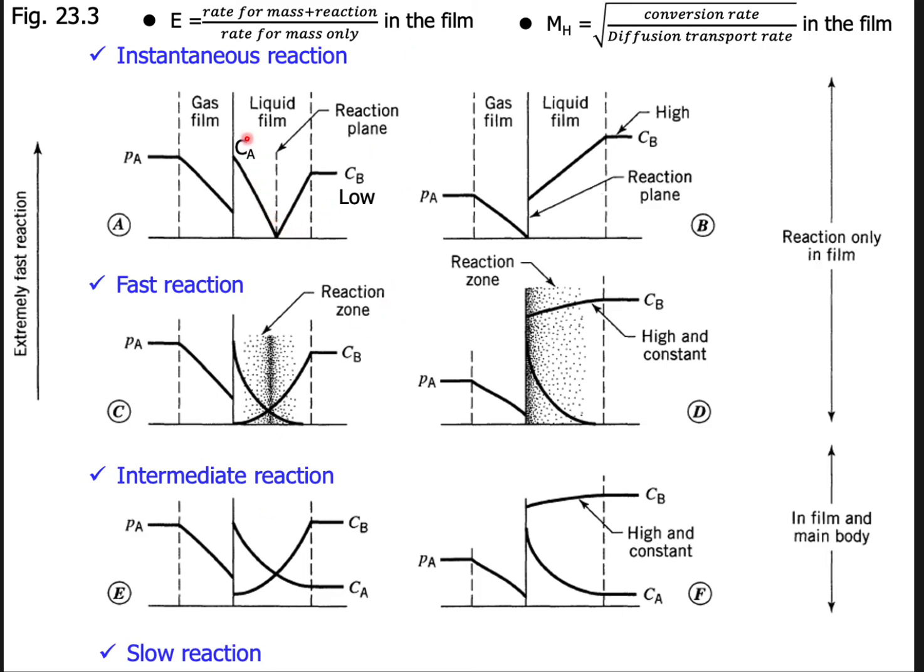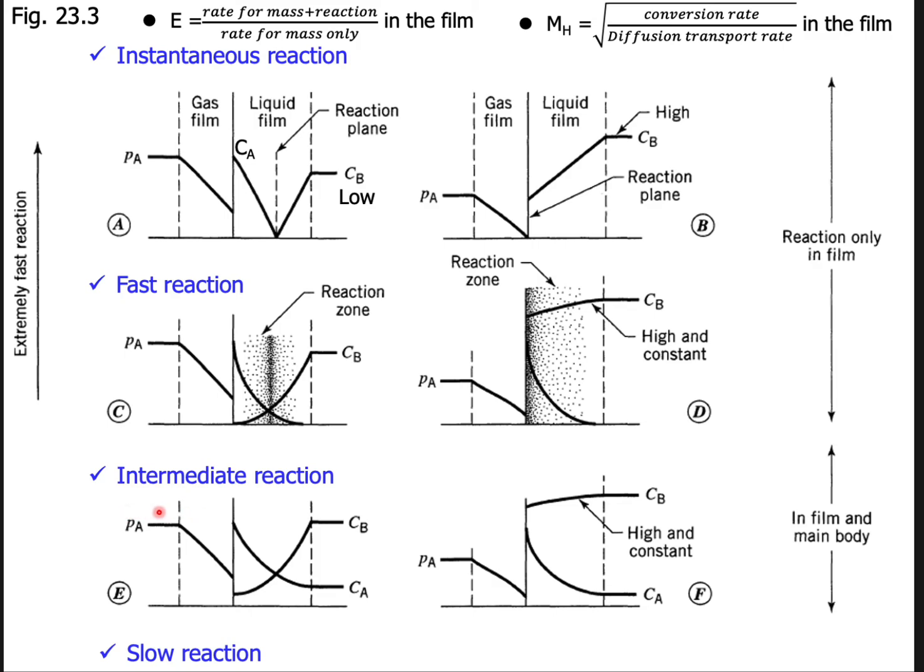And also I remark something in this textbook: for instantaneous reaction and fast reaction, you can observe that reaction only happens in the liquid film, no matter whether it's a low CB or high CB case. You can observe all chemical reaction only happens in the liquid film. No reaction happens in bulk liquid. So that means molecule A doesn't have a chance to enter the bulk liquid. It will be consumed completely in the liquid film.